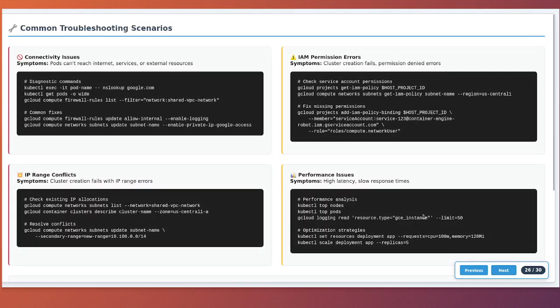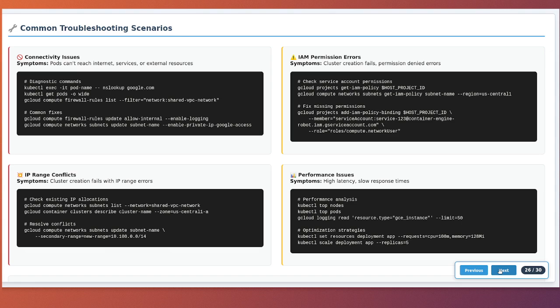Common troubleshooting scenarios. Troubleshooting in shared VPC environments can be complex because issues might originate from network-level problems in the host project or application-level problems in service projects. Connectivity issues are the most common problems. These often stem from incorrect firewall rules, missing IAM permissions, or IP range conflicts. Always start by checking the basics. Can pods reach the internet? Can they reach other pods? Can external traffic reach your services?